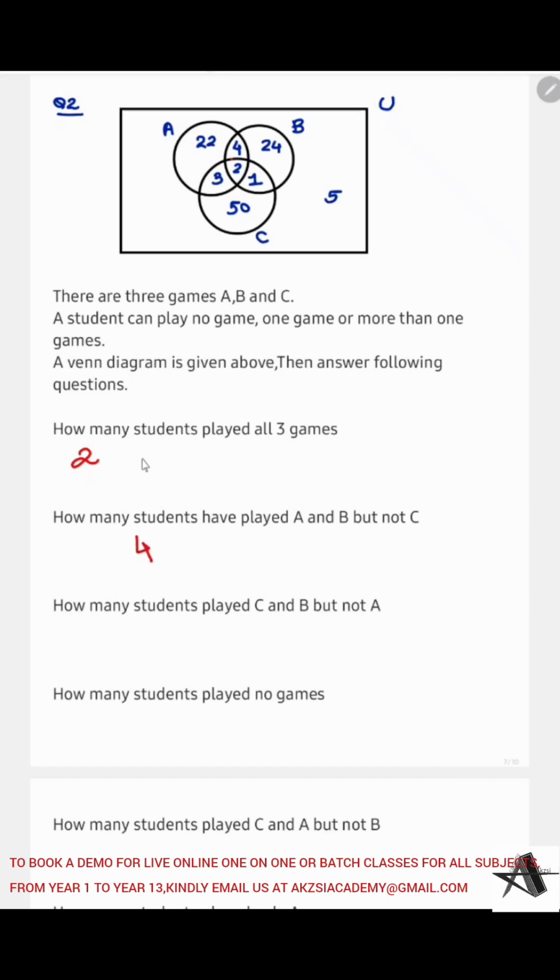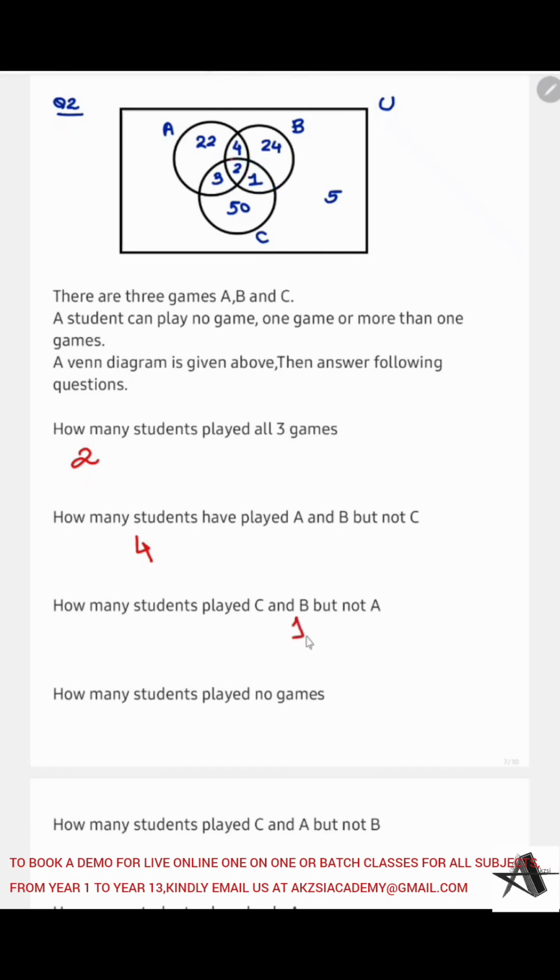How many students played C and B but not A? It's exactly like that. We are looking for the intersection of C and B but no interruption of A. So C and B, that means where C and B are intersecting? Clearly this one, because circle C and B are intersecting at this point. But there's no interruption of A. So no interruption of A like this. We don't want this one at all, because it's a part of A. So what's remaining now? Just 1 remaining.